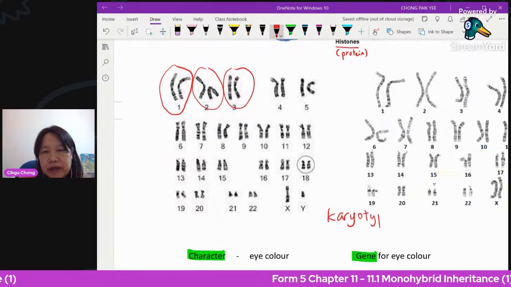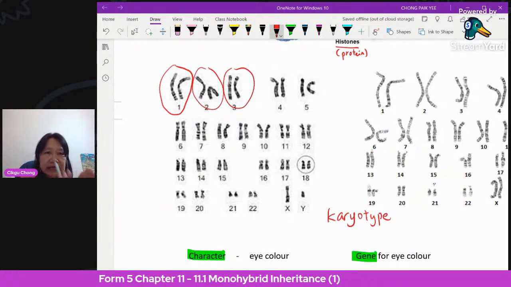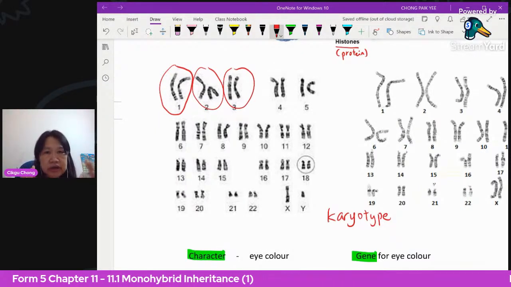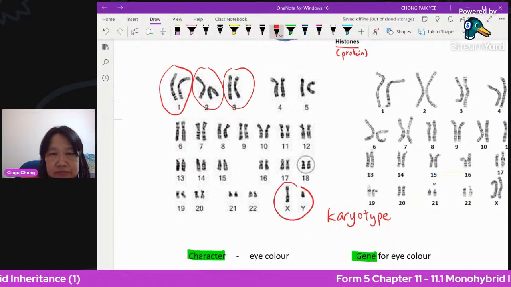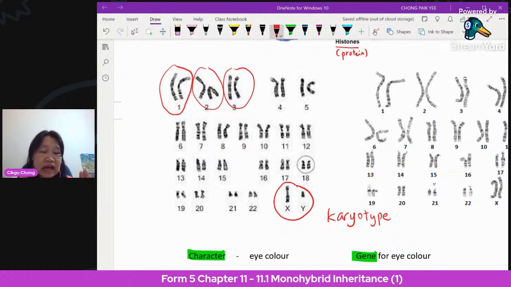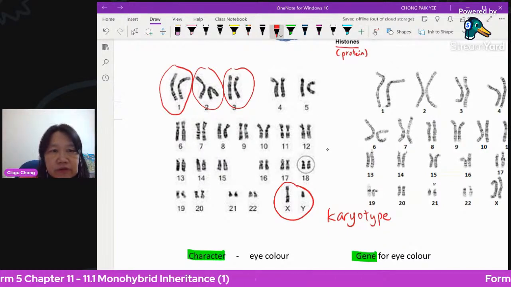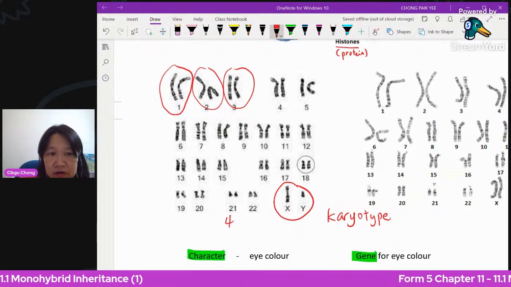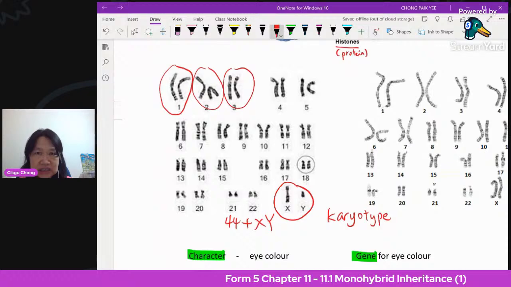A chromosome karyotype is like a picture of all your chromosomes lined up together, and that shows your composition. So you see XY. You have 2 sex chromosomes. Do you remember what is XY? You will have 44 chromosomes. These are all the 44. You add up all together, it's 44 plus XY. So can you tell me, is this a boy or a girl?